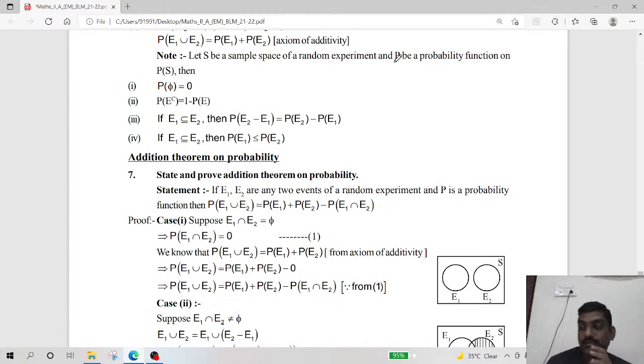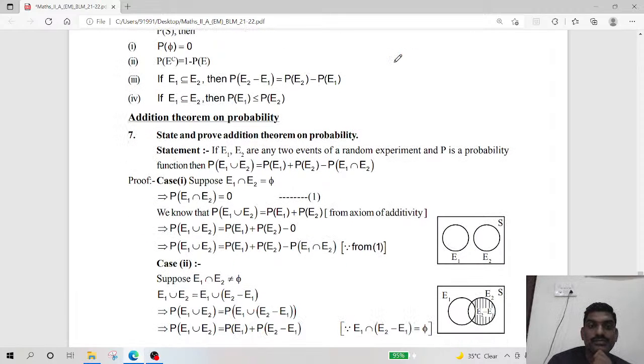Addition theorem and multiplication theorem are also important for the exam, 4 marks questions. So what is the addition theorem? P of E1 union E2 is equal to P of E1 plus P of E2 minus P of E1 intersection E2. E1 and E2 are any two events. Okay.